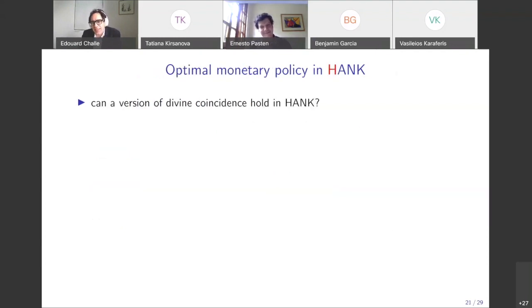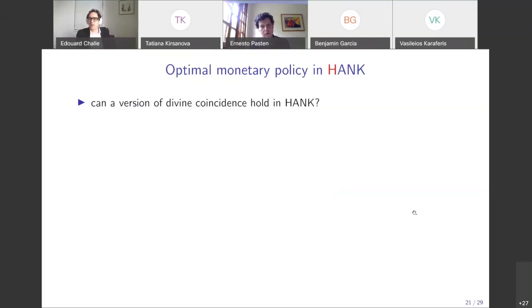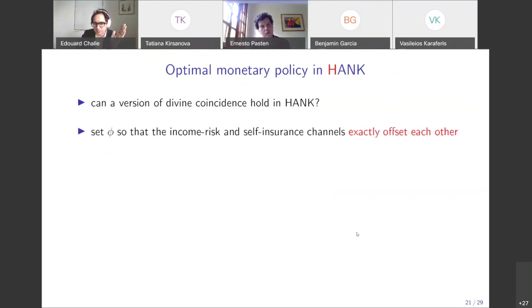Now, the next question we're asking is: now we have incomplete markets. We have monetary policy that affects both the extent of idiosyncratic risk and the pass-through from idiosyncratic earnings risk to consumption risk. Is there a specification of the model where we would replicate the divine coincidence result? So, can a version of divine coincidence hold in HANK? And we're going to use that case as a benchmark to understand why and when we depart from divine coincidence.